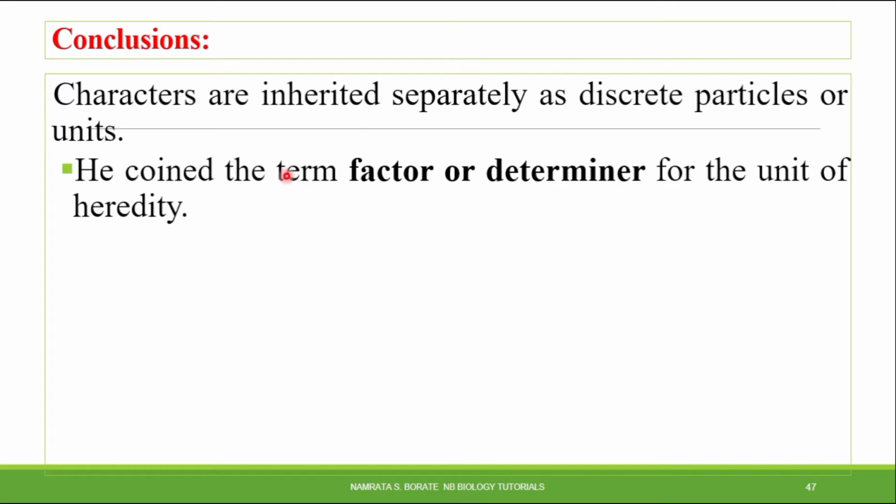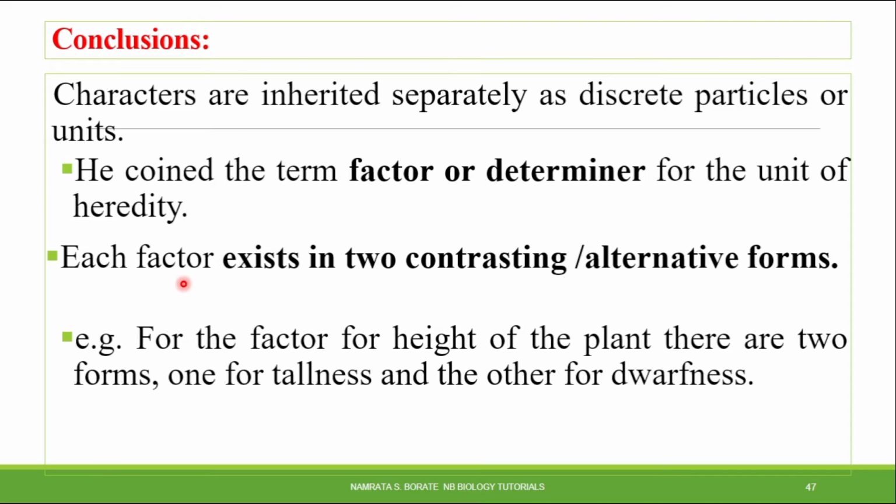The characteristics are inherited, means they are transferred from parents to the offspring. They are inherited separately as discrete particles or units. He coined the term factor or determiner for the unit of heredity. Each factor, means a gene, exists in two contrasting alternative forms. For the factor of the height of the plant, there are two forms: one for tallness and the other for dwarfness.